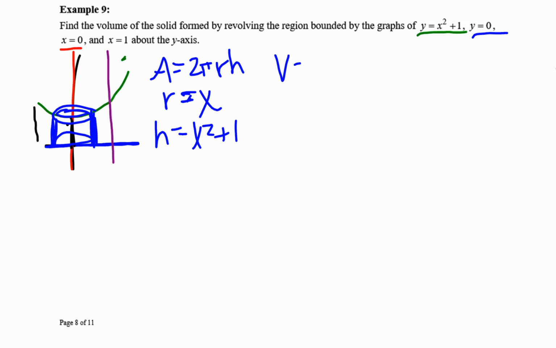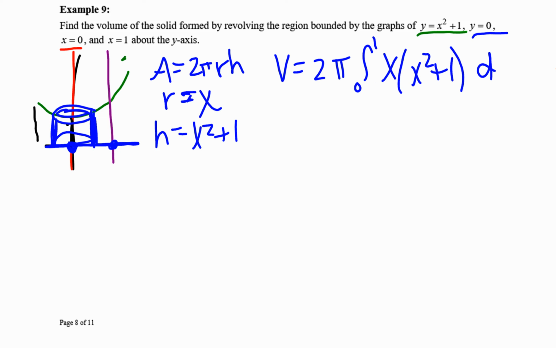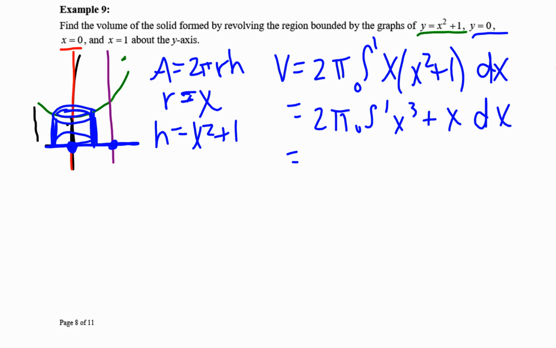So we set up our volume, 2 pi. People always forget that 2 pi. We're going from an x value of 0 to an x value of 1, r times h. All right, so this one shouldn't take too long here. I'm going to simplify before integrating. Could have also done, you know, pattern recognition or substitution.